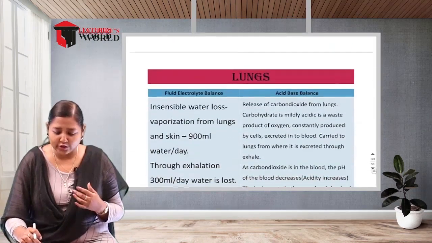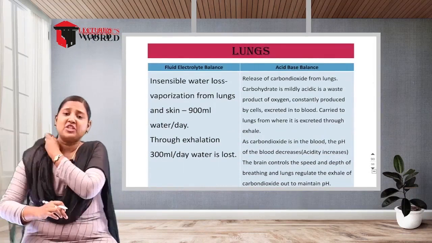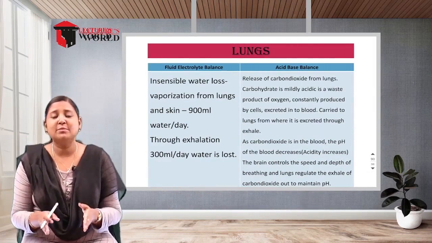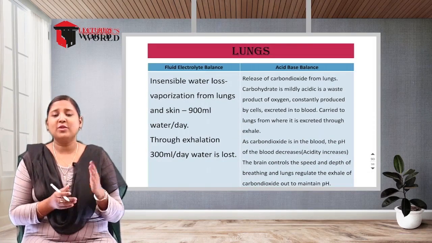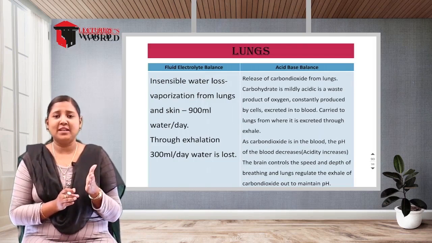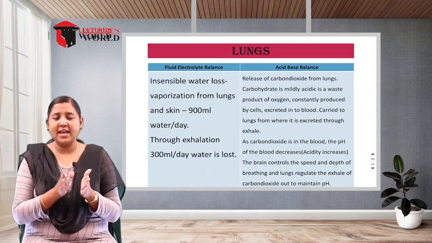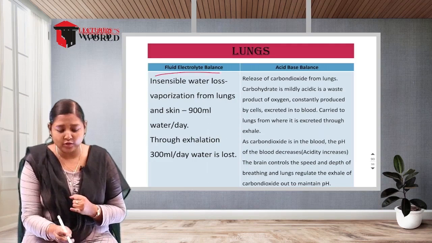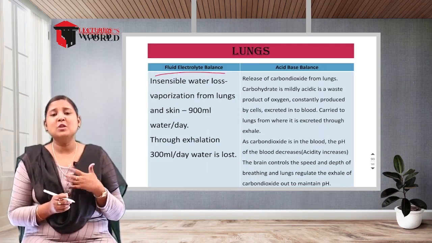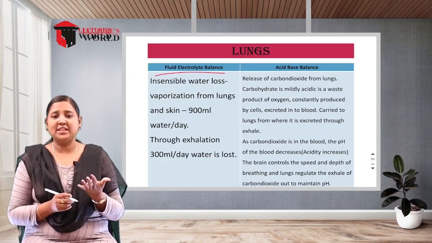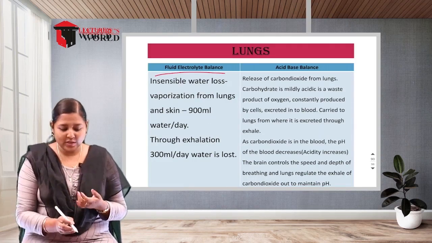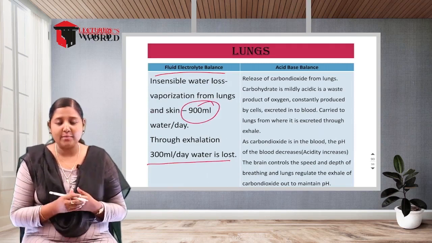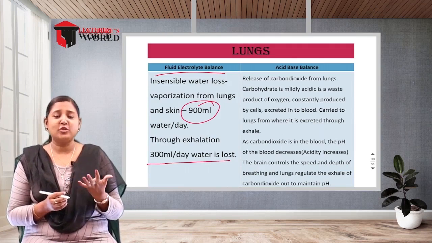Very shortly I want to tell you about these organs, what exactly they do and how they maintain the acid and base balance. I have put this in two tabular columns so that you can compare how the lungs work in fluid and electrolyte balance and in acid base balance. Here you can see how the lungs maintain fluid and electrolyte balance. Insensible loss of water from the lungs maintains it. For example, when you exhale, 300 ml of water is lost, and through vaporization 900 ml of water is lost. Thereby fluid and electrolyte balance is maintained.